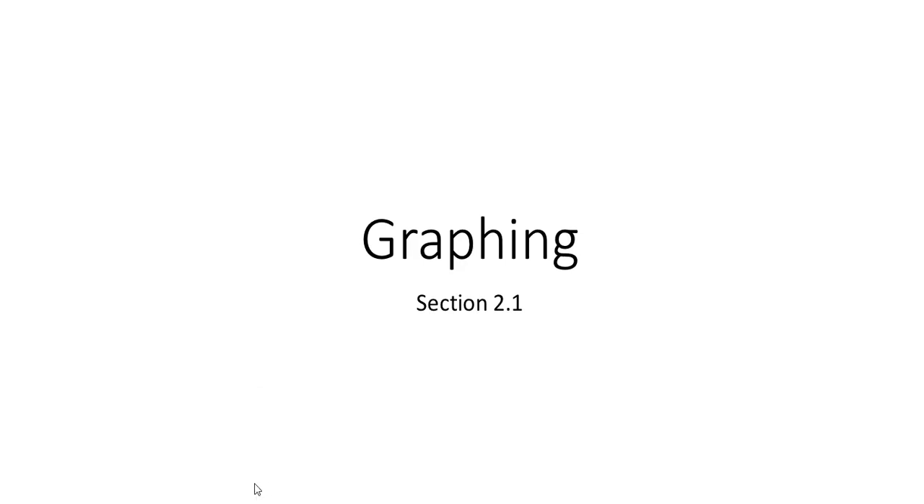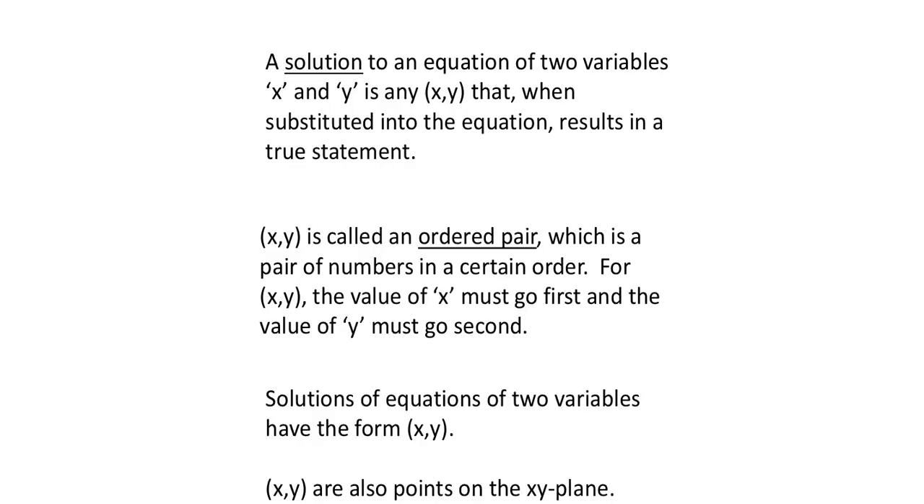In this video, we're going to be looking at section 2.1, which is on graphing. A solution to an equation of two variables, x and y, is any x comma y, any pair of numbers that, when substituted into the equation, results in a true statement.